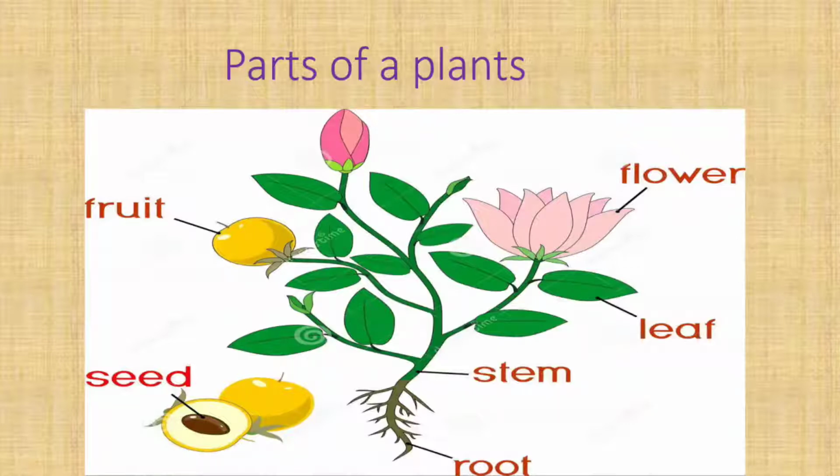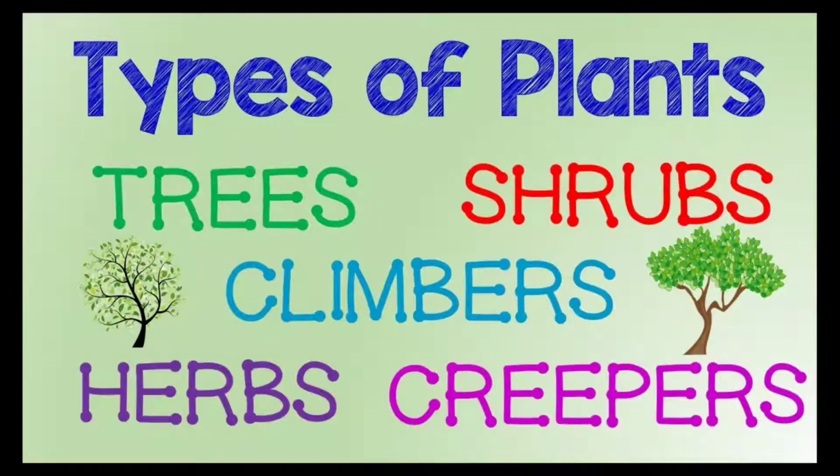So boys, let us revise. The main parts of the plants are roots, stem, leaf, fruit and flower. You know boys, each part is very important. Then we learnt about types of plants. Repeat after me boys. Trees, shrubs, herbs, climbers and creepers are the different types of plants.